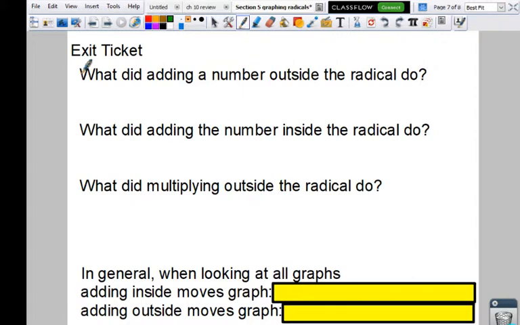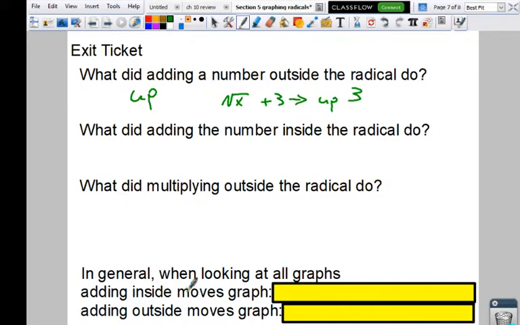All right. So when I added a number outside the square root, what did it do? Which way did it go? Up, down, left, or right? It went up. So if I had like the square root of x plus 3, that would go up 3.